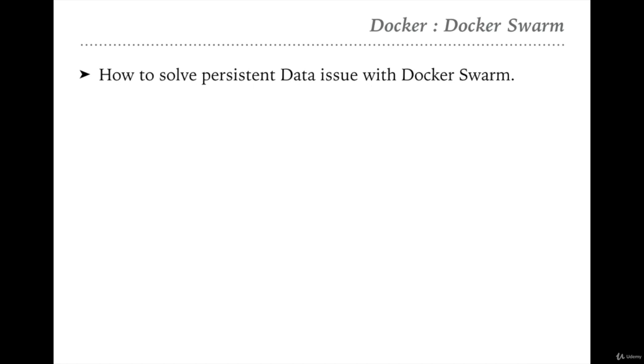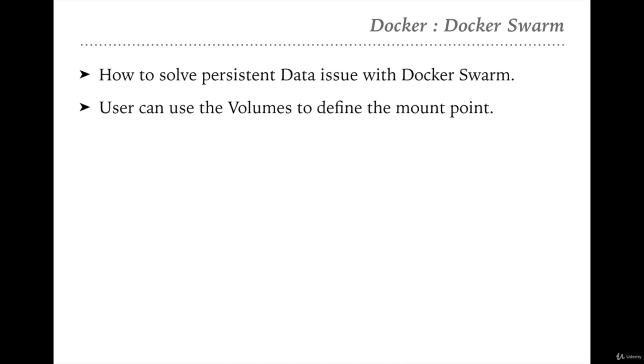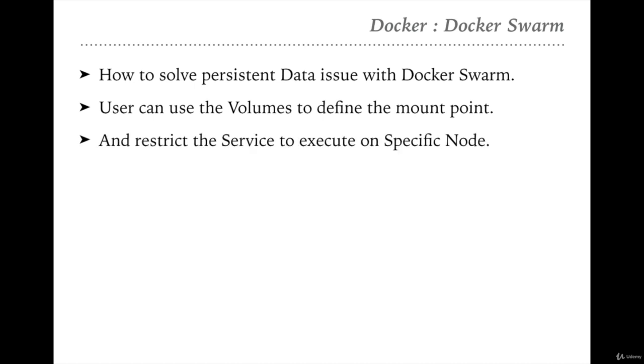Now we need to understand how we can resolve this persistent data issue with Docker Swarm. First, the user can use volumes to define the mount point. We will mount the container directory to a local host directory, and I can restrict the service to execute on a specific node. When we restrict the service to a specific node, the task container will always start on that node, so you will get the mount point data every time you restart your containers.